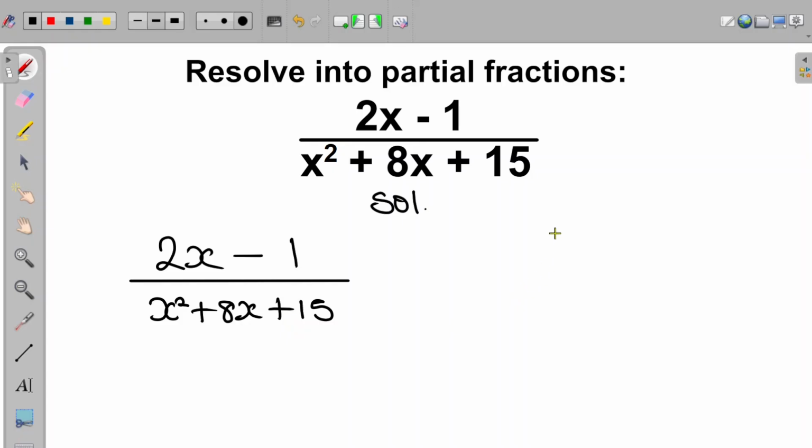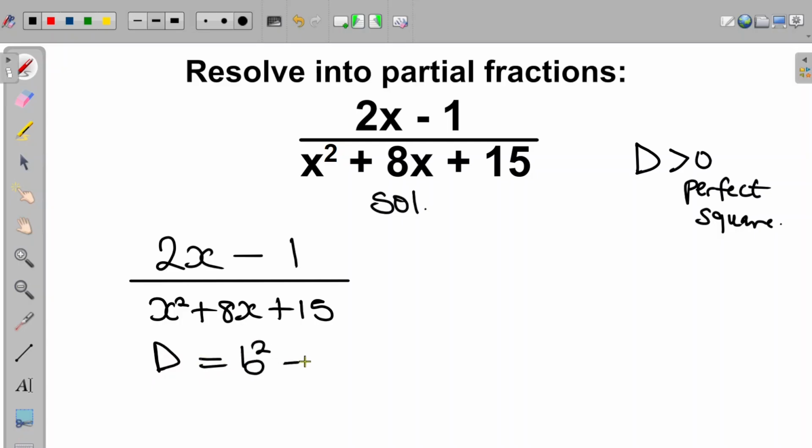Recall that for a quadratic expression to be factorizable, the discriminant D must be greater than 0 and also a perfect square. So thus, let's have it and see. Recall that D, the discriminant, is equal to b squared minus 4ac. For our expression, a is equal to 1, which is the coefficient of x squared, b is equal to 8, and c is equal to 15.